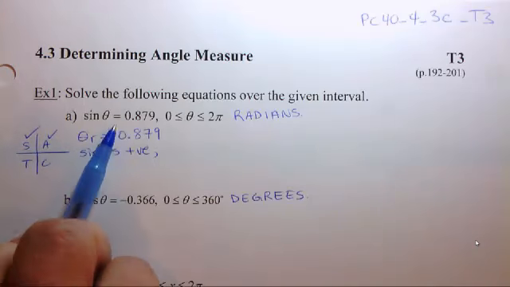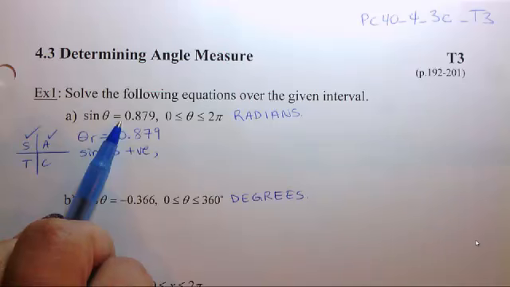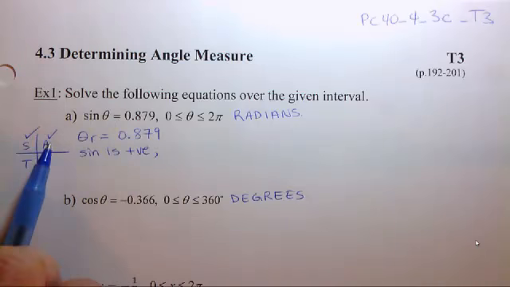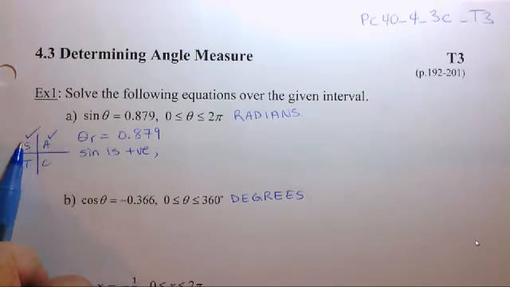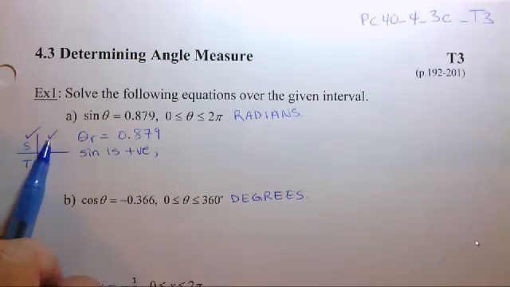So here we're first going to look at the fact that this number right here is positive. So we need to use the CAST rule to tell us which quadrants we have a positive value. So in the first and the second quadrant, sine is positive.